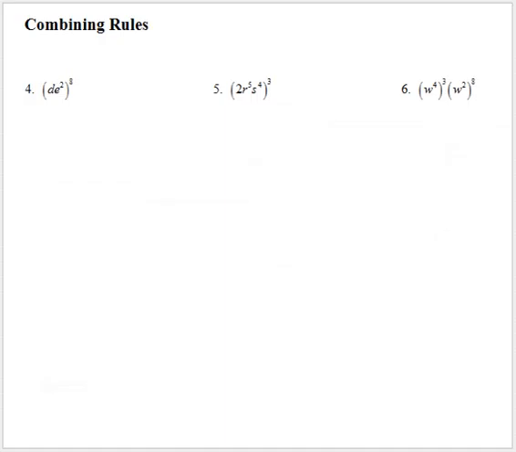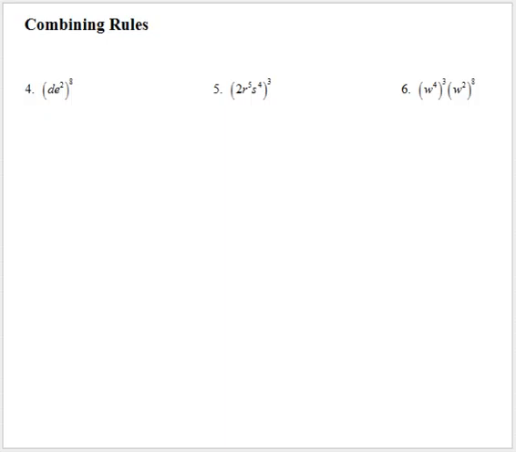Okay, again, combining rules. I'm going to give you a minute to go over these, and you have to tell me which of those properties you're going to use. And when you're done with them, just put a check mark next to your name. Okay, your question now, you say you're okay with number 4, and then you have no problem with number 5 and 6. So let's go ahead and tell me, what do you have for number 4?